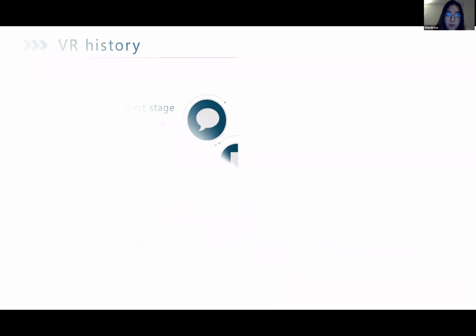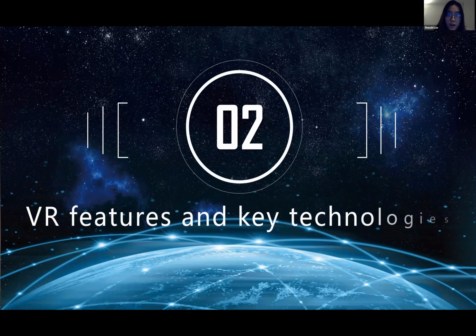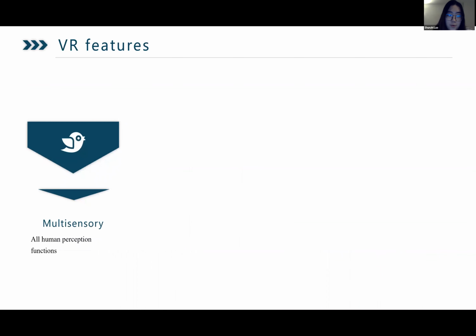The next part is about the characteristics and the main technology of VR. The multi-sensory means that the computer technology should have many ways of perception, such as hearing, touch, smell, and so on. The ideal virtual reality technology should have all human perception functions.